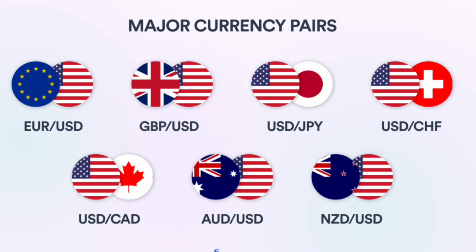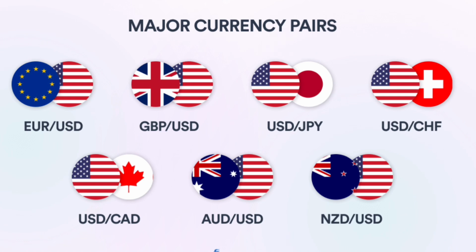For example, we have Euro USD, we have GBP USD, which is the Great British Pound against the United States dollar. We have USD JPY, which is the United States dollar against the Japanese yen. We have USD CHF, which is the United States dollar against the Swiss franc. We have USD CAD, which is the United States dollar against the Canadian dollar. We have AUD USD, the Australian dollar against the United States dollar, and we have the New Zealand dollar against the United States dollar.